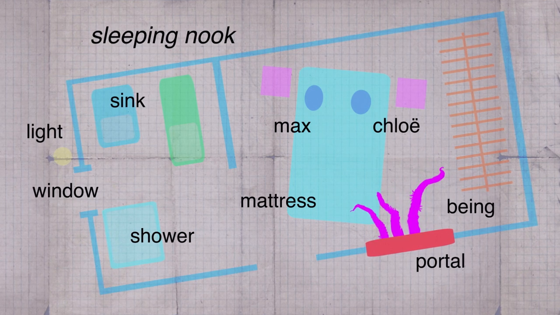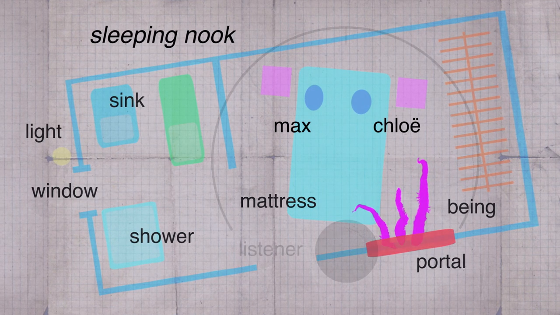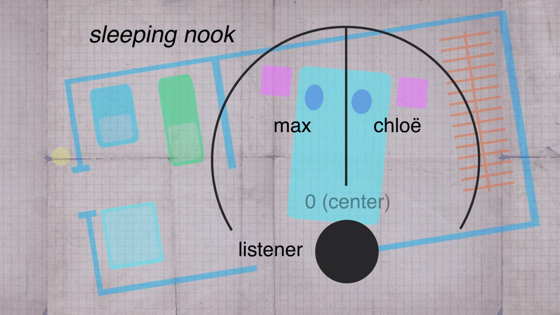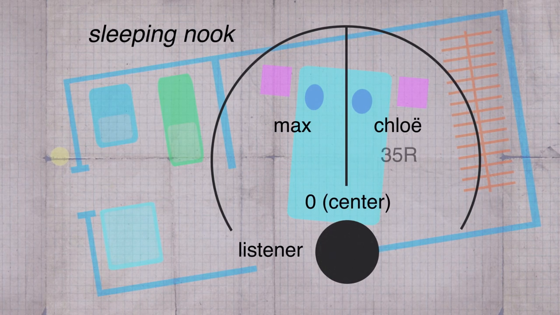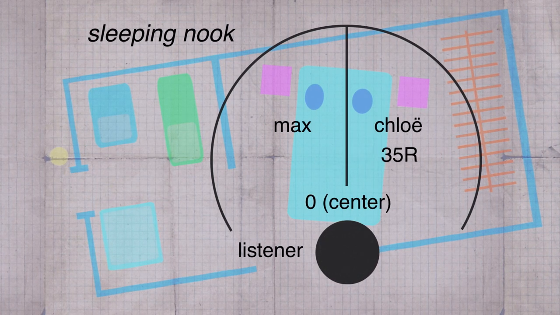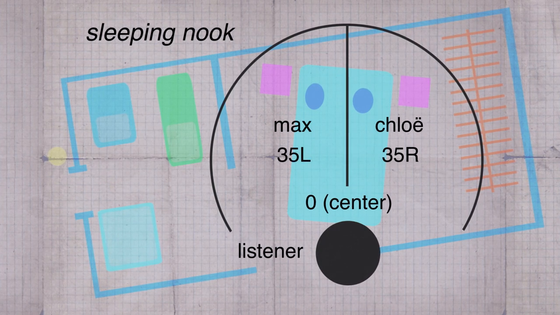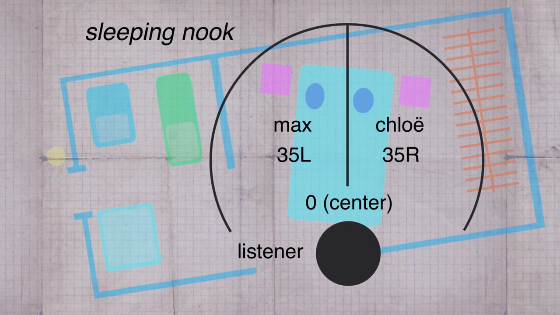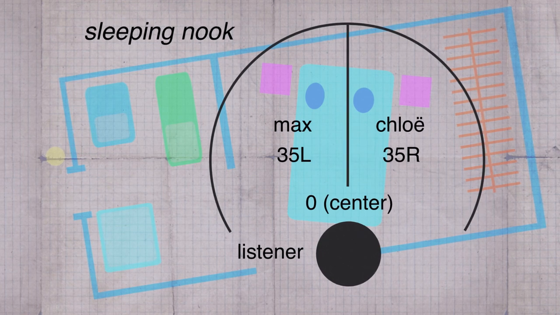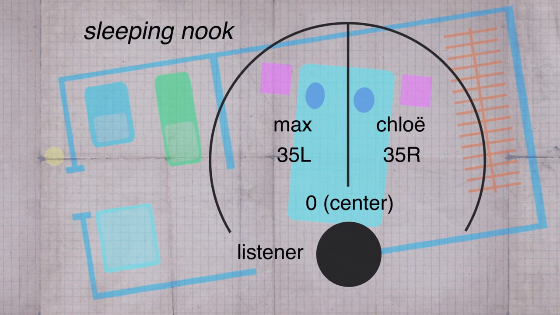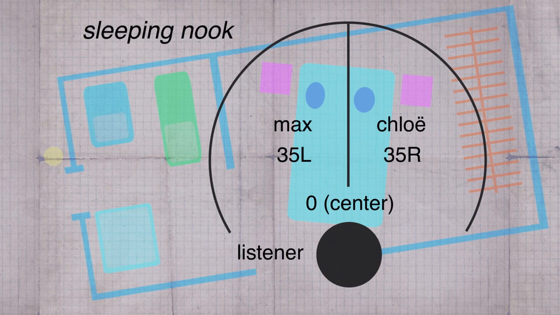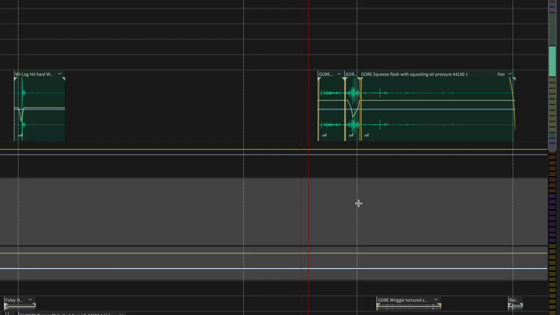On that subject, whenever Chloë and Max are in the sleeping nook, Chloë's default position in the stereo mix is slightly to the right, and Max's default position is slightly to the left, 35R, 35L. Though their individual Foley follows them around the nook as they move, I like starting with a default position each time we revisit a location to ground the listener just a little bit.